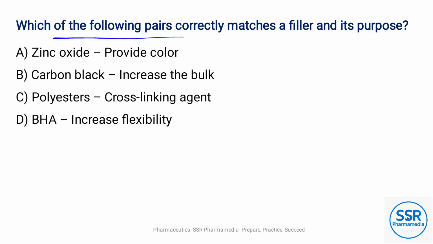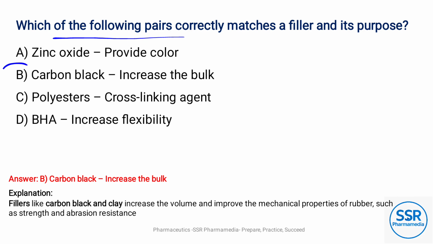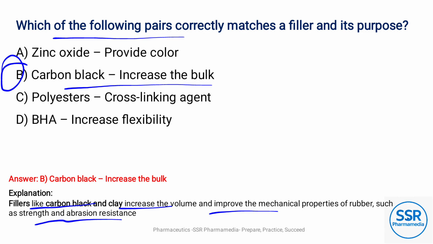Which of the following pairs correctly matches a filler and its purpose? Option B, carbon black and increases the bulk. Fillers like carbon black and clay increase the volume and improve the mechanical properties of rubber, such as strength and abrasion resistance.